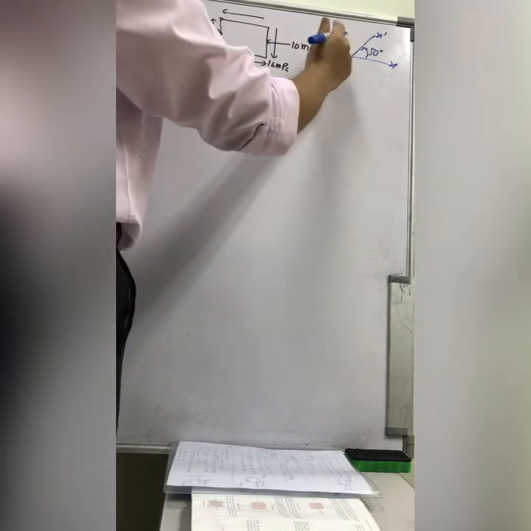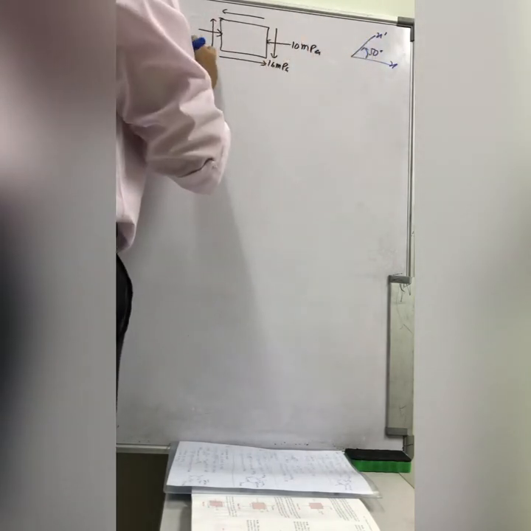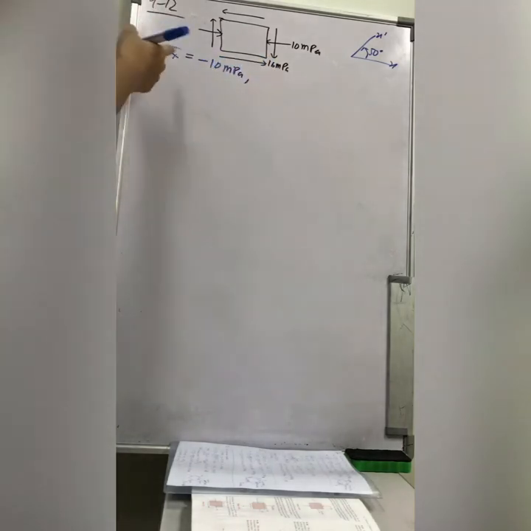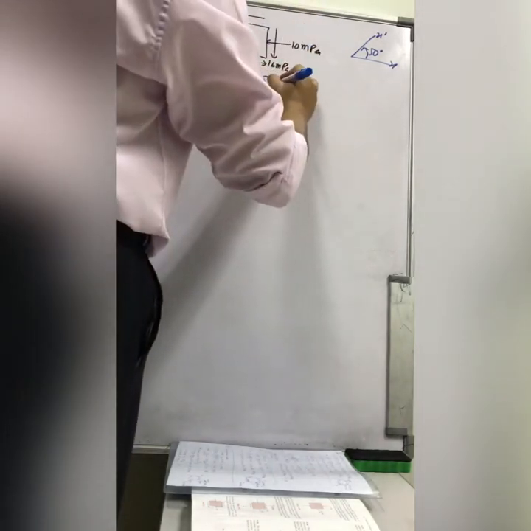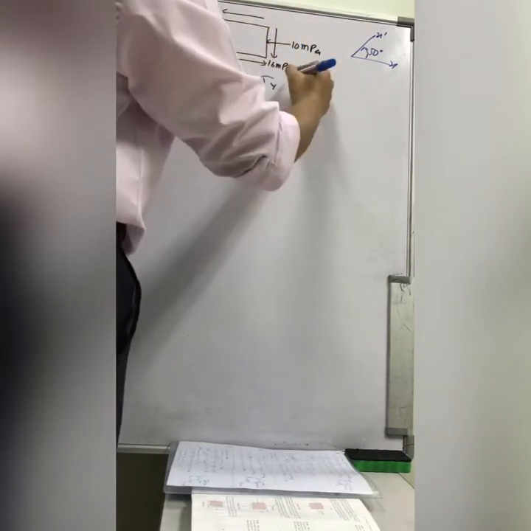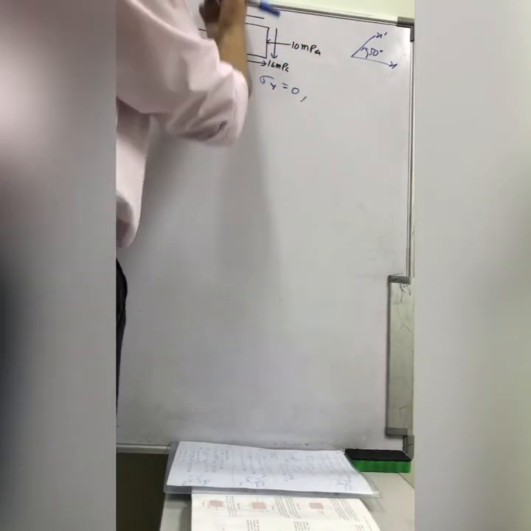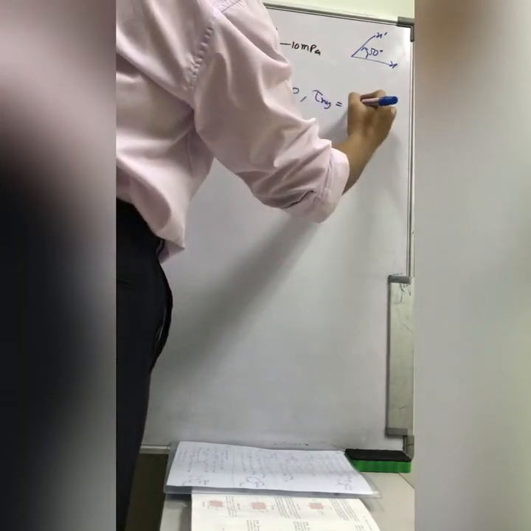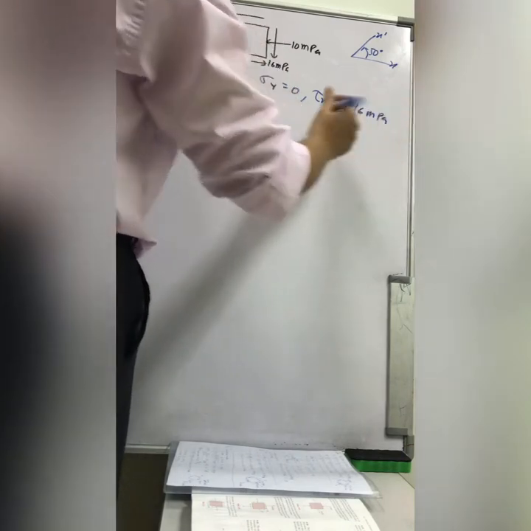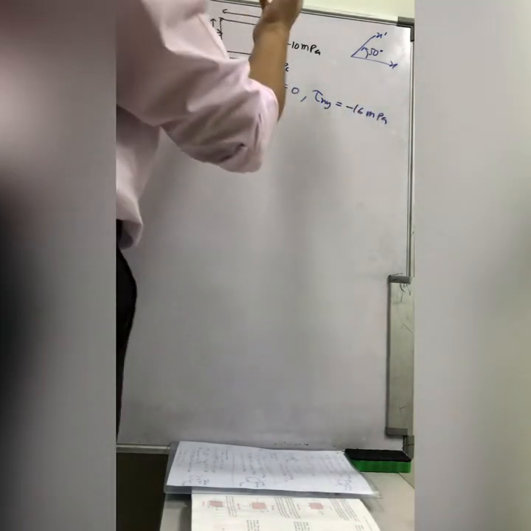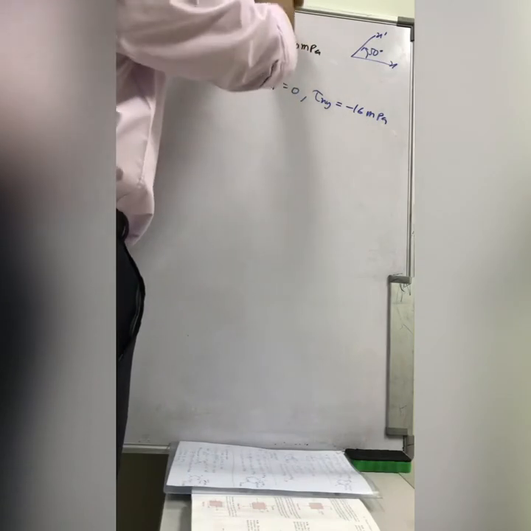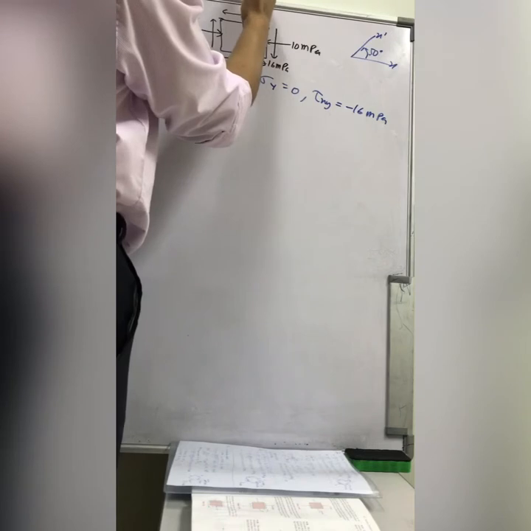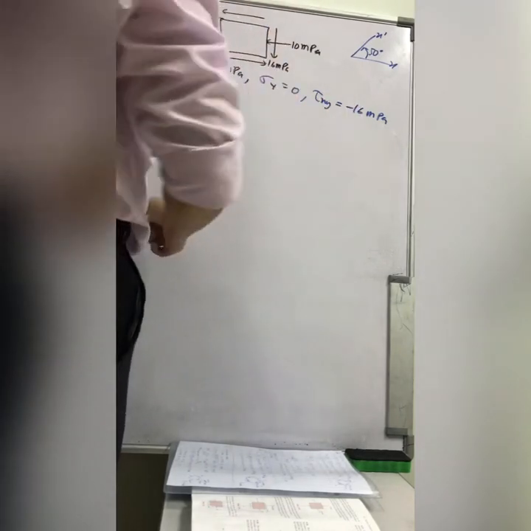So if you say that this is x, this is y, then your sigma x is minus 10 megapascal. Do you understand this? Minus, compression. How about your sigma y? Sigma y is 0, isn't it? No normal stress in the y direction. And your tau xy equals minus 16 megapascal. Why minus 16? Because you see the one on your right-hand side is going down, from x to y. So opposite x to y, opposite y, it is going down. So it is minus 16 megapascal.